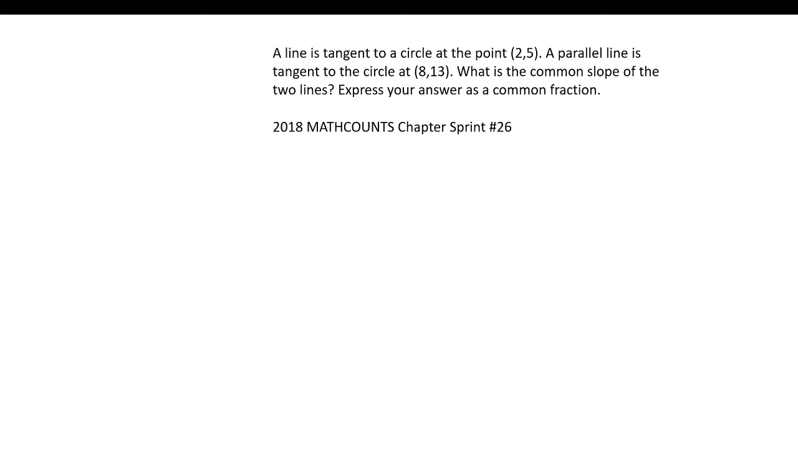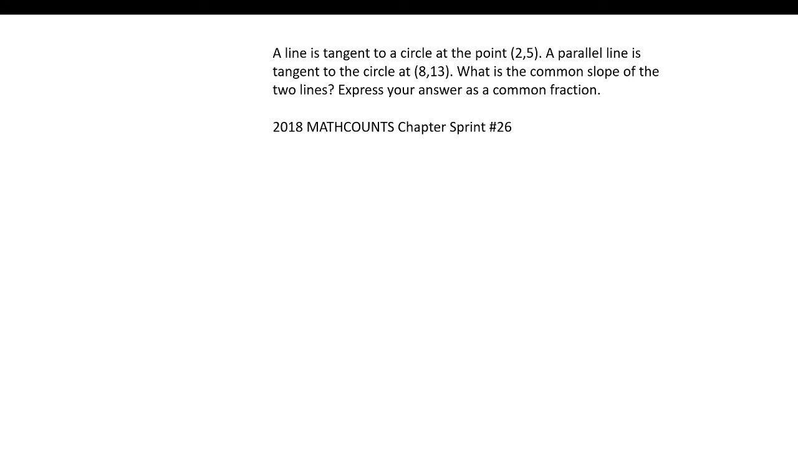Okay, this one is a little bit harder. We don't even have a picture now. A line is tangent to a circle at the point 2, 5. A parallel line is tangent to the circle at 8, 13. What is the common slope of the two lines? Express the answer as a common fraction.